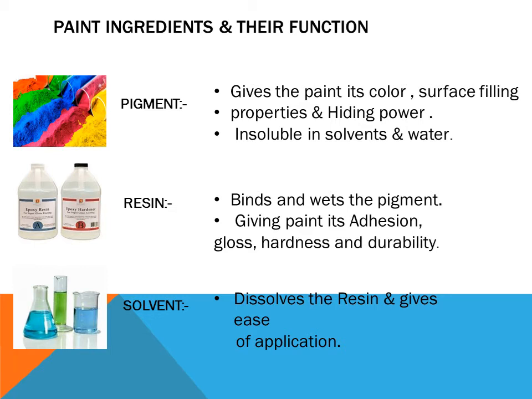It's essential for a coating that adhesion should be proper on a substrate, because without adhesion all other properties are not good. Another one is gloss. Then hardness and durability. Durability, in case you are going to apply for exterior, would protect your coating from UV light, different climate, heat, moisture, and different temperature conditions.